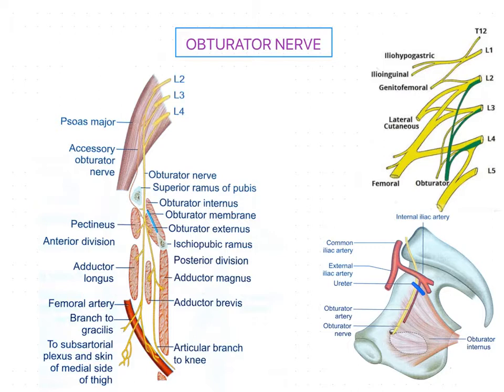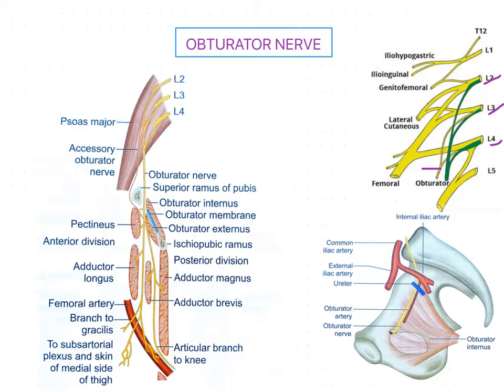We have studied the lumbar plexus already. Now this nerve is formed by the union of roots arising from L2, L3, L4. So the root value is L2, L3 and L4. This is the root value of the obturator nerve, and we can also see an accessory obturator nerve. Normally it arises from L3 and L4. This one is the accessory obturator nerve.